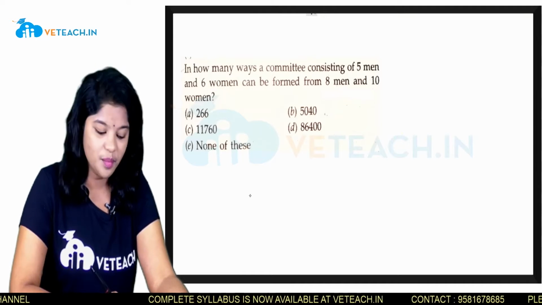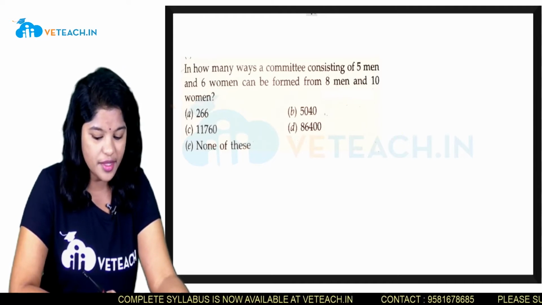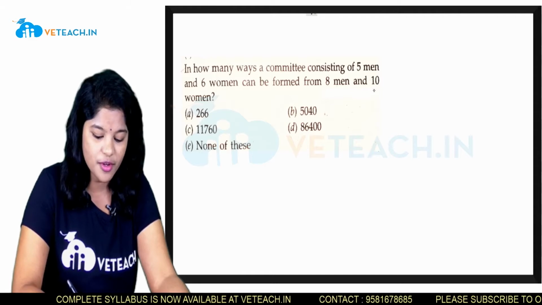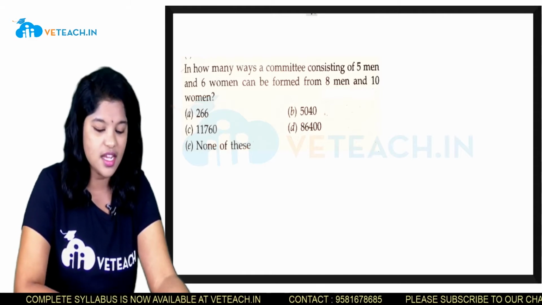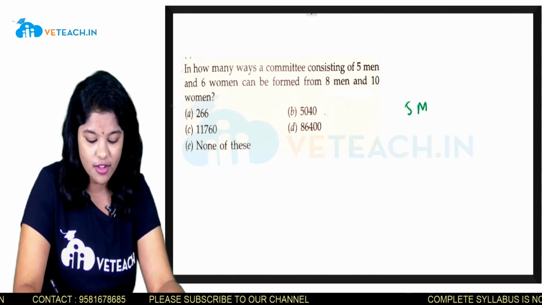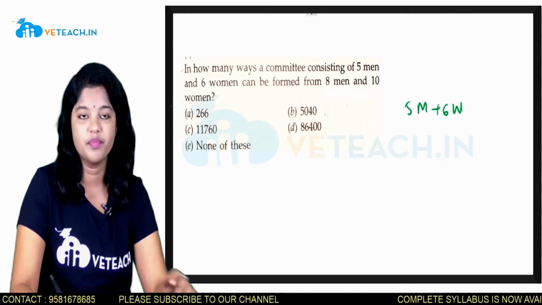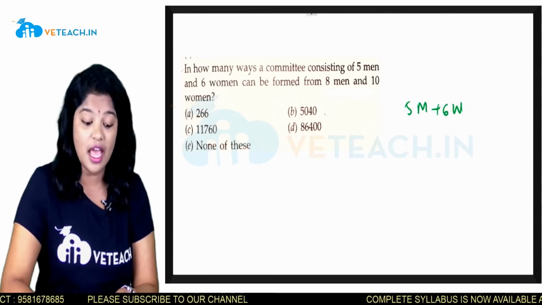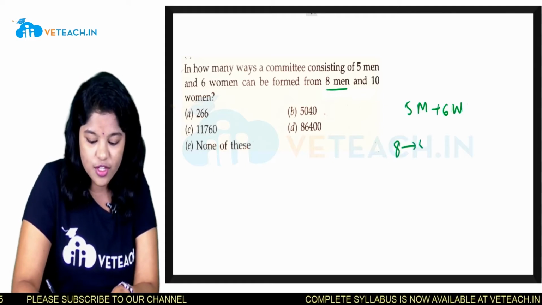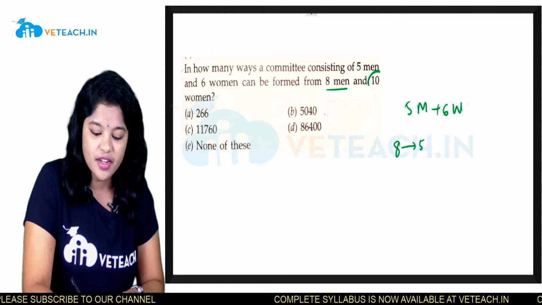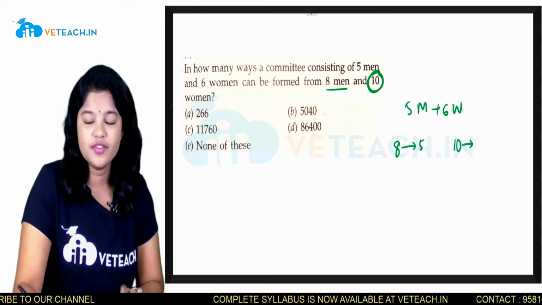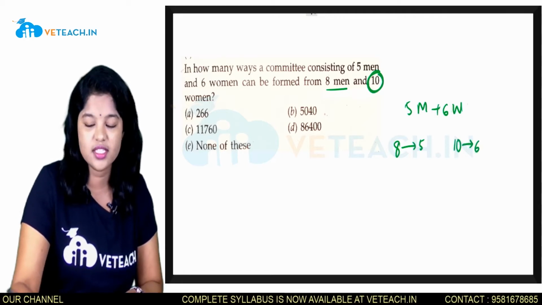See the next question. In how many ways can a committee consisting of 5 men and 6 women be formed from 8 men and 10 women? So, a committee needs to be formed with a total of 5 men and 6 women. The total number of men available is 8, so out of these 8 men, we should select only 5. And the total number of women available is 10, so out of these 10 women, we should select only 6.